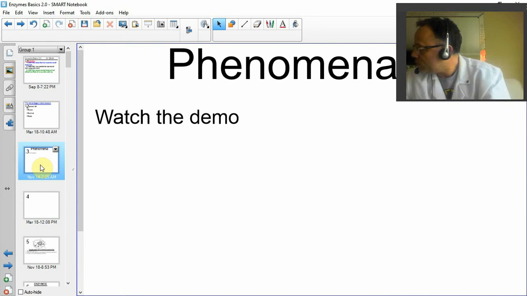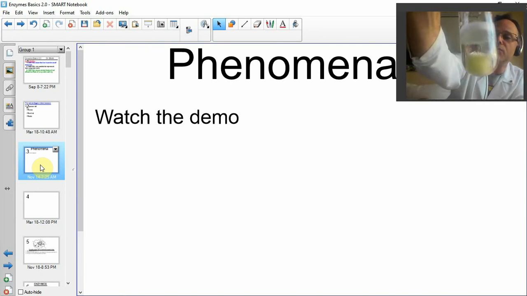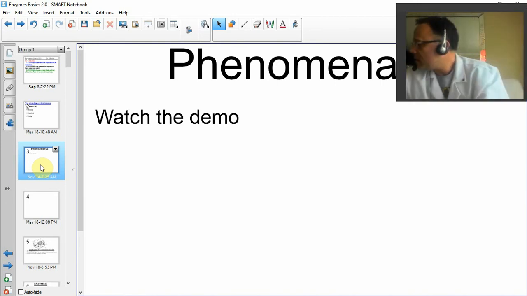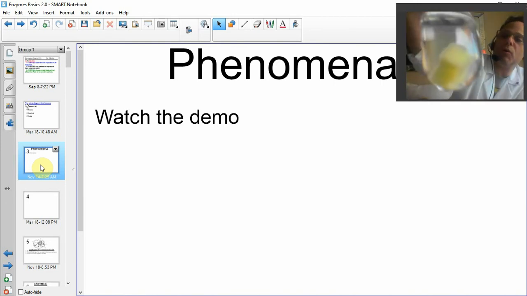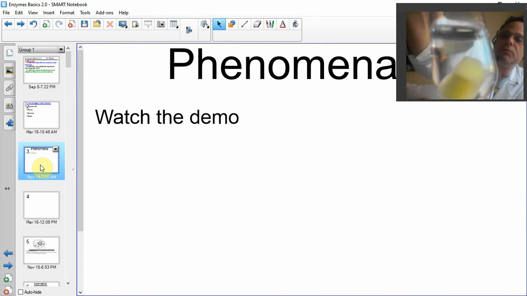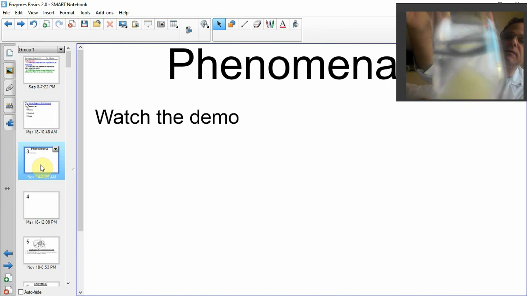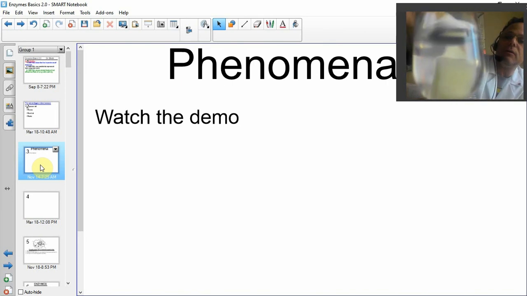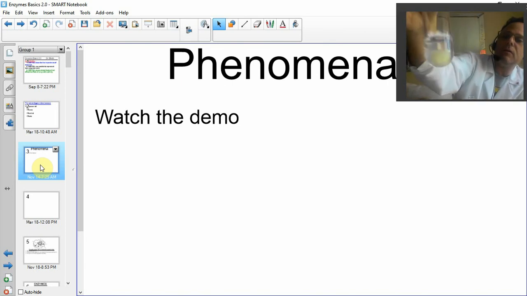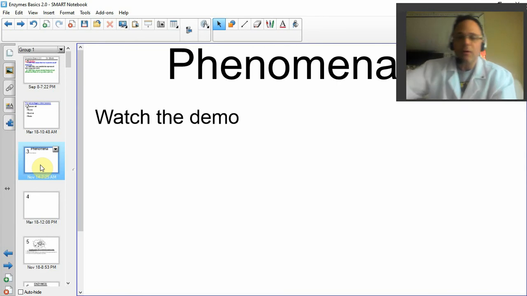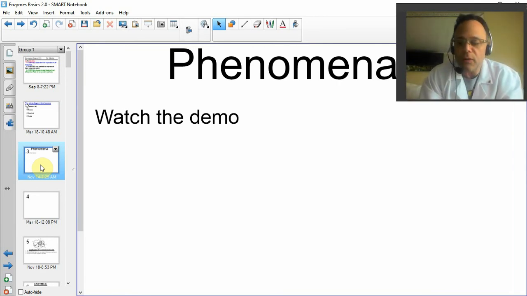Let's take a look at those samples again. Here is your control. You still see the bubbles. Here is the one that was boiled. No bubbles at all. And here is the acid. Also, no bubbles. So what happened? Why are they so remarkably different? Well, what's at work here is something called enzymes.